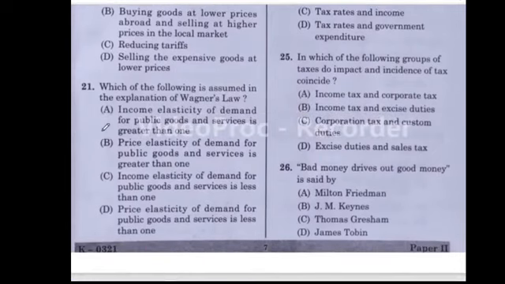Question number 21: Which of the following is assumed in the explanation of Wagner's law? Option A, income elasticity of demand for public goods and services is greater than 1. Option B, price elasticity of demand for public goods and services is greater than 1. Option C, income elasticity of demand for public goods and services is less than 1. Option D, price elasticity of demand for public goods and services is less than 1. Yes, here the right answer is option A, income elasticity of demand for public goods and services is greater than 1.